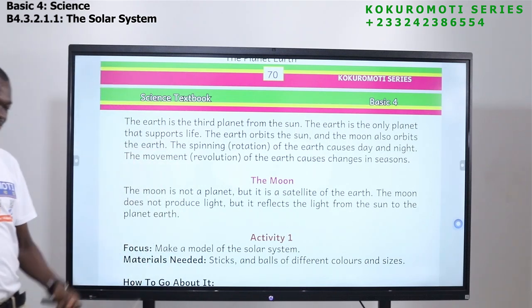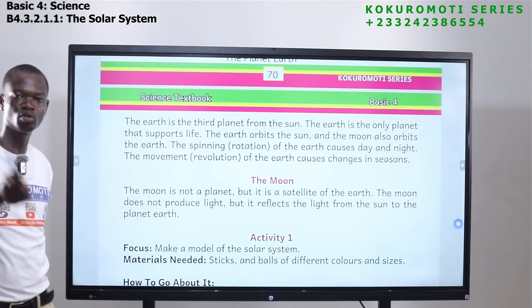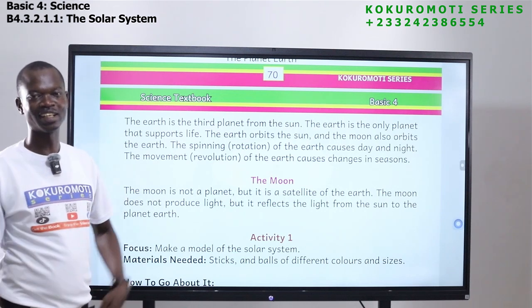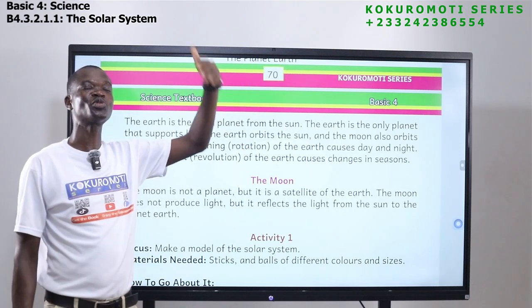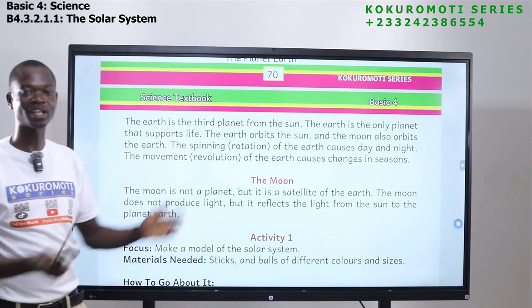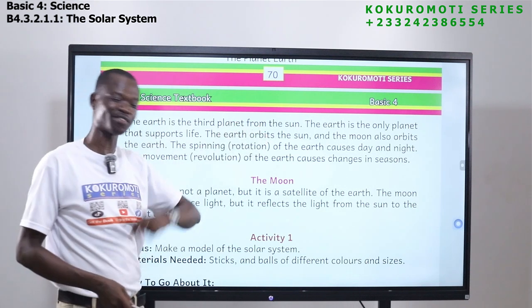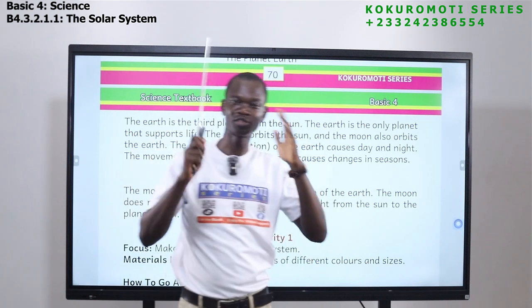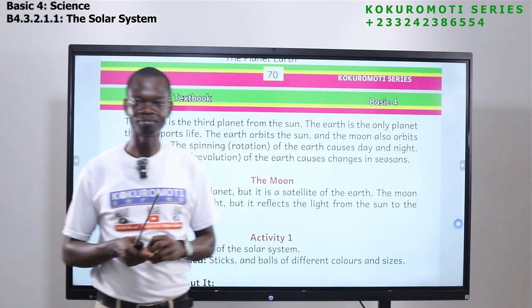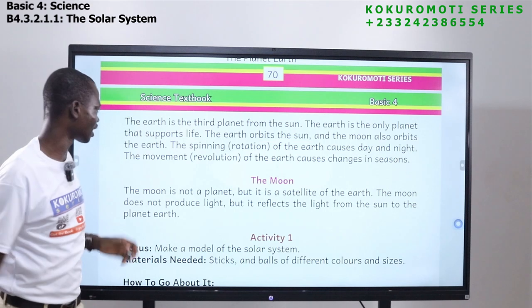All the 8 planets, apart from the Earth, the 7 other planets, no living thing can live there. If you go there, you die. You can only spend some seconds there and come back. The scientists and the astronomers, those who go to space, they can go there. But you, if you go there unprepared, and you don't have what it takes to survive over there, you will die within a short time. All the planets don't support life apart from the Earth. So that is what you should understand.